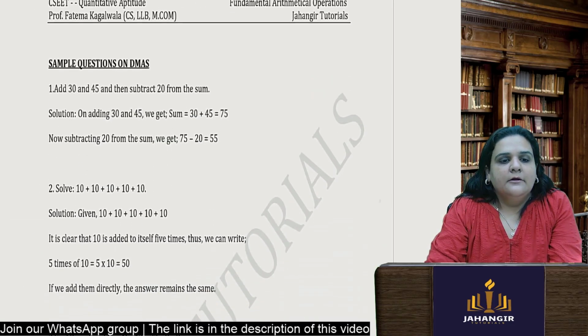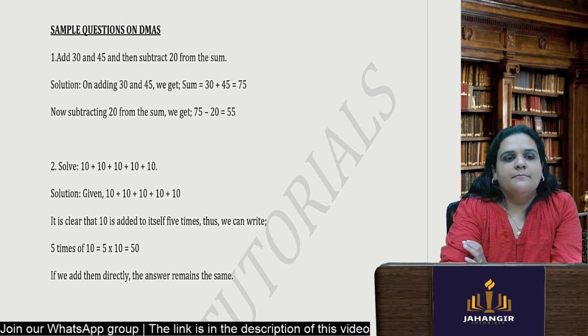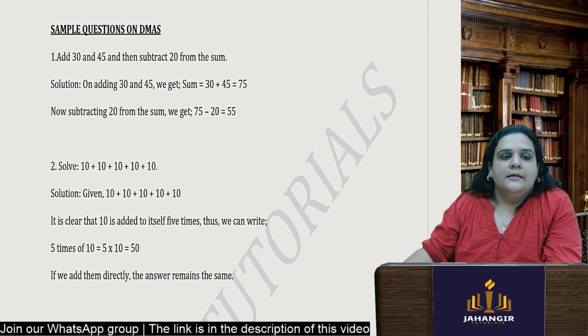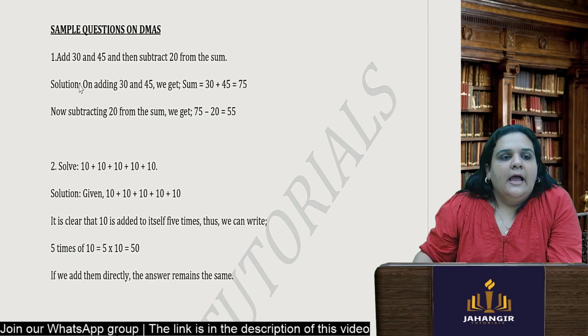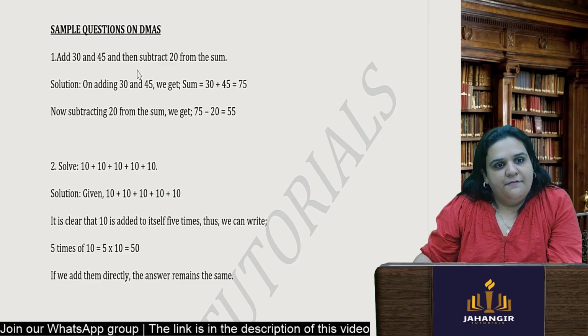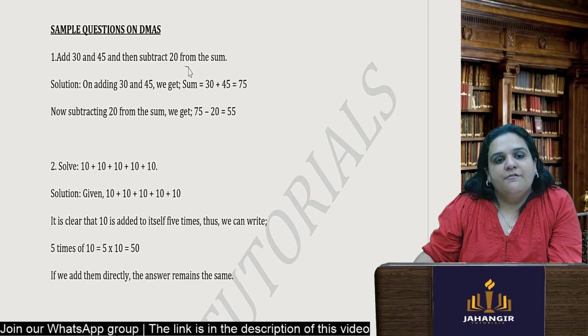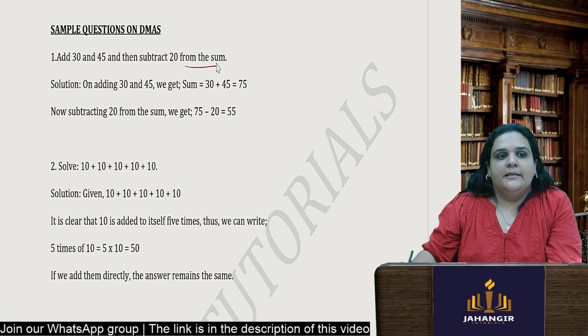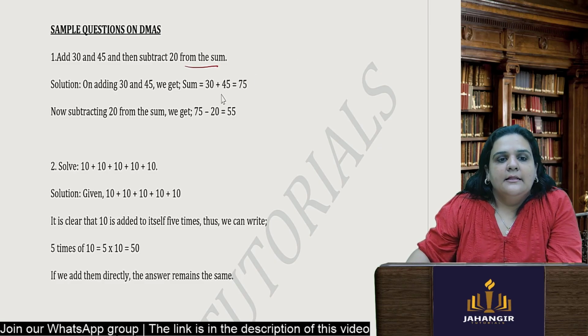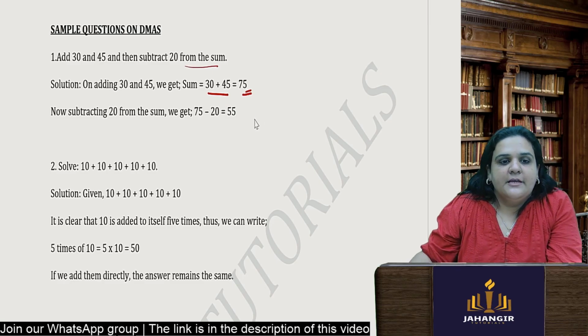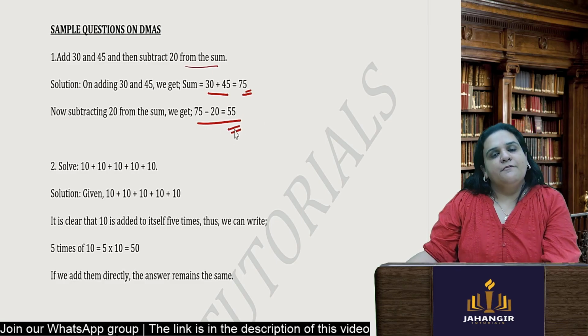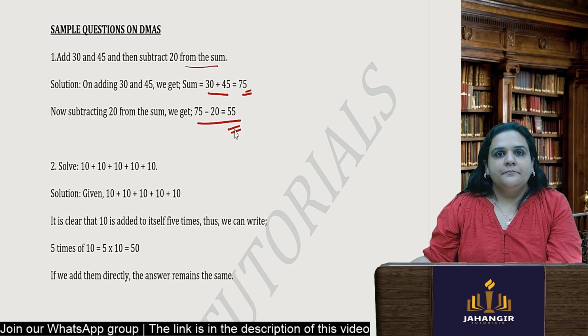Clear here? Come on. Now we are going to solve some sample questions on DMAS. First question. Add 30 and 45 and then subtract 20 from the sum. So read the question properly. They are first saying add 30 and 45. You got 75. I have given you all the answers also. And then subtract 20 from that. So 75 minus 20, the answer will be 55. Easy.